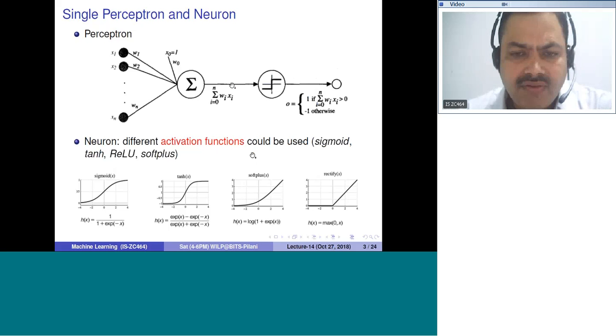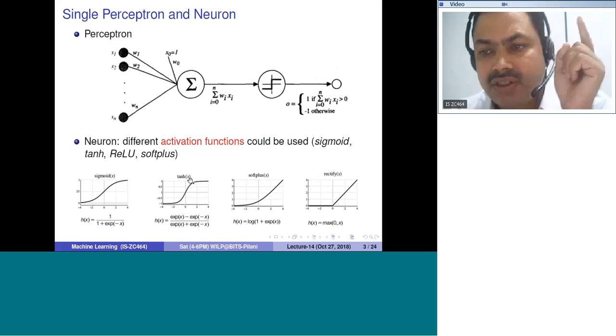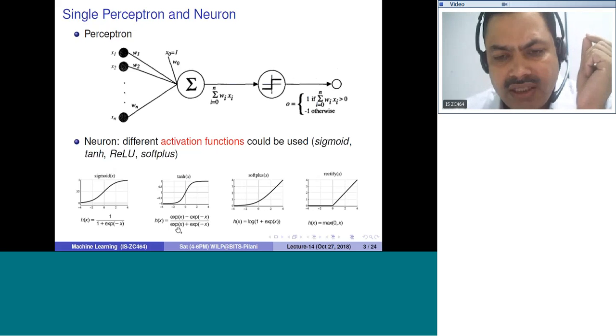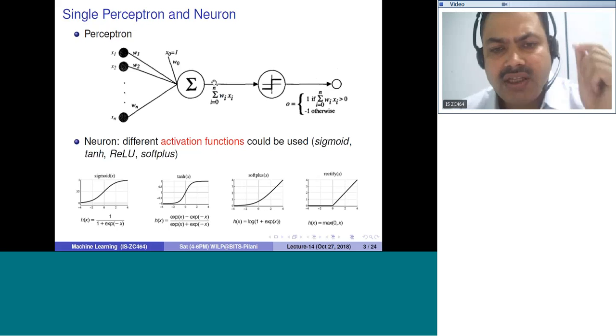Whatever the summation is, you can apply the sigmoid function. Sigmoid is this kind of function. The tan h function is e to the power x minus e to the power minus x, over e to the power x plus e to the power minus x. Please note down these things, they are very important. So this is another function.